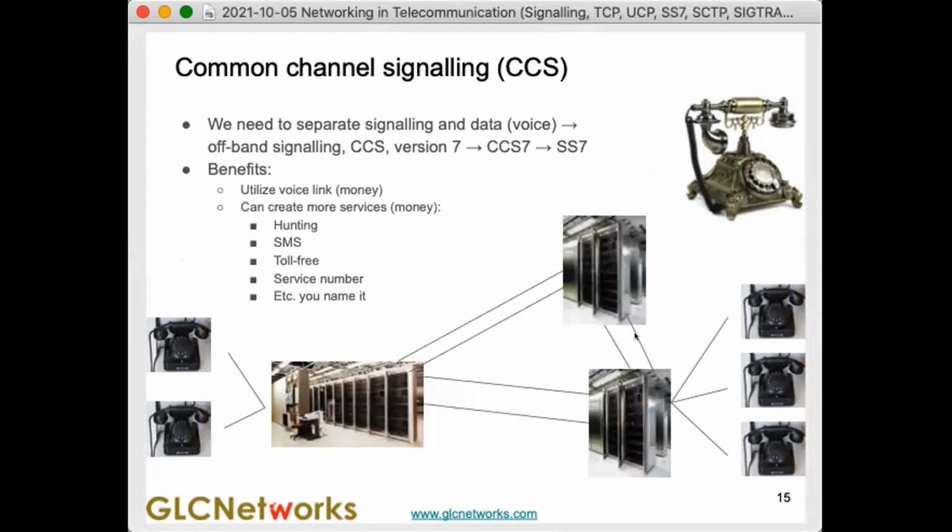Okay, moving on. So there's an idea. What if we separate the signaling and then the voice or the data? So we separate those things. Why? Here are the benefits.